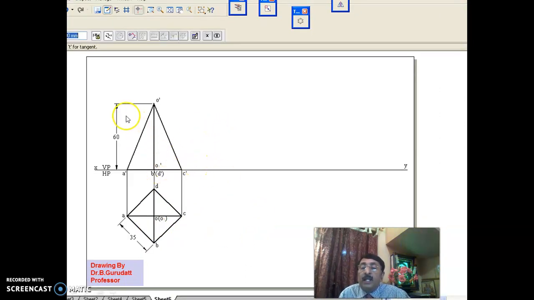In the front view, the height is 60. You take the height as 60. Once you take the height as 60, now you count the number of edges again. Here you have the 4 edges. This is a slant edge. This is also a slant edge. And in this, there are 2 slant edges, one behind the other.